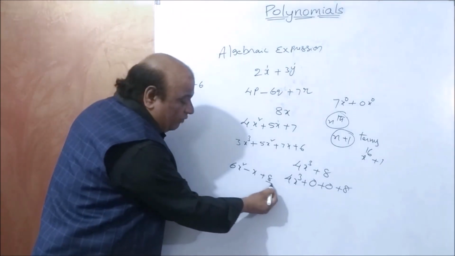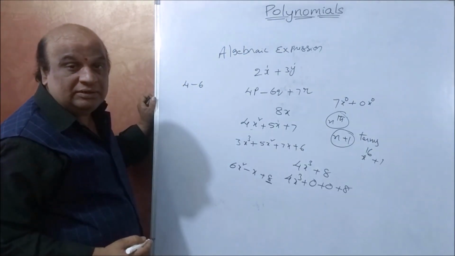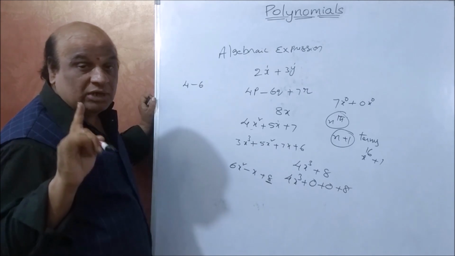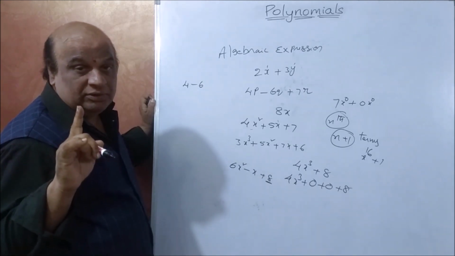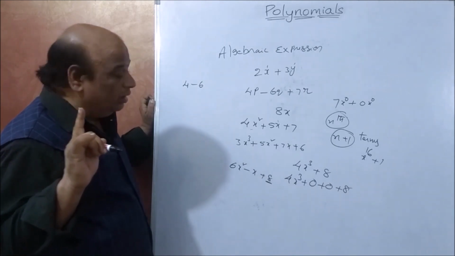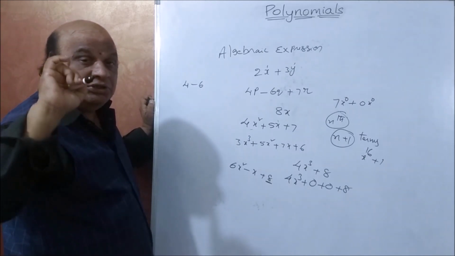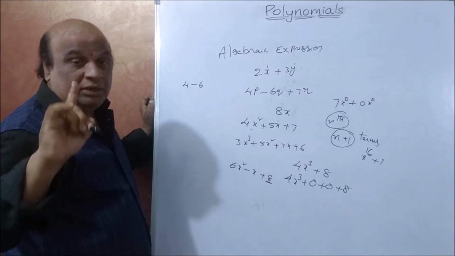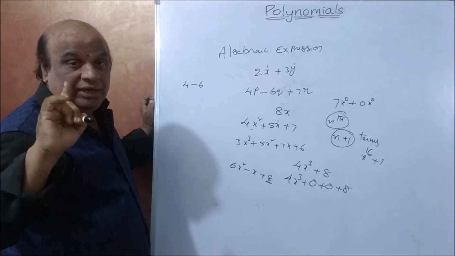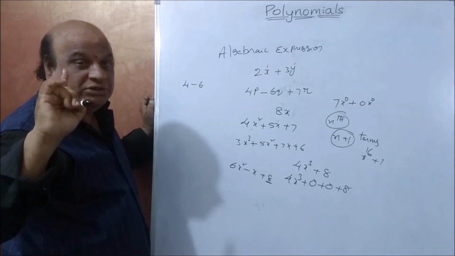What is the degree of a constant? It is also a very important bit. What is the degree of the constant? It is always 0. Remember this. The degree of a constant is always 0.